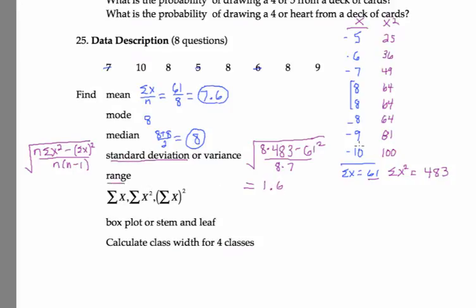Range. Range is high value minus low value. Range is 5. Sum of the x's is 61. Sum of the x squareds. That means I square all the data values and then add them up. 483. This means sum the x's first, get 61, and then square that answer.